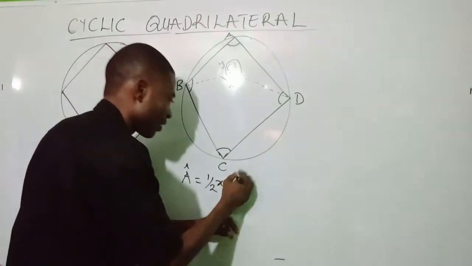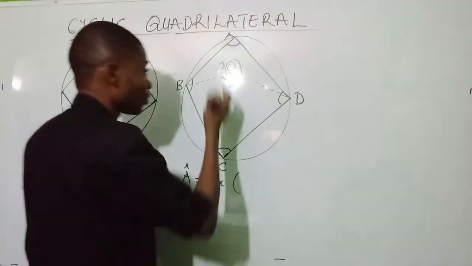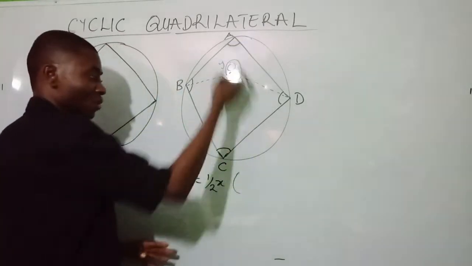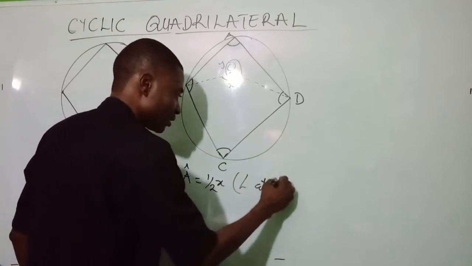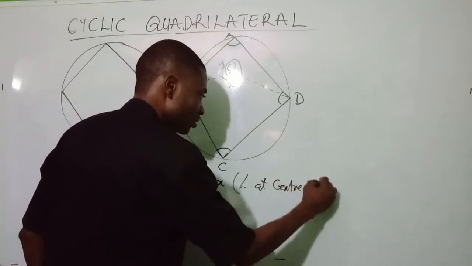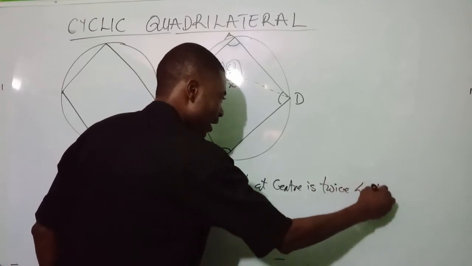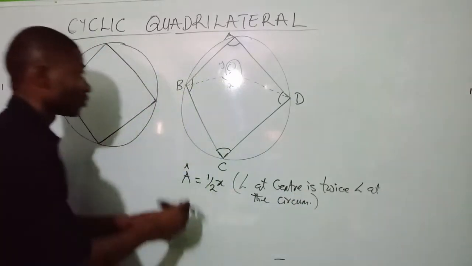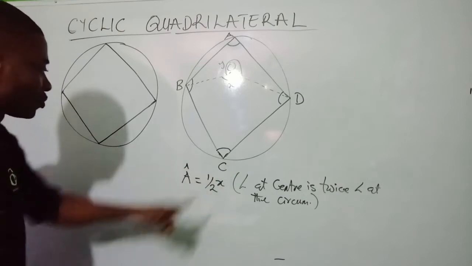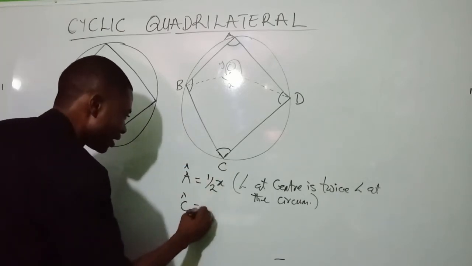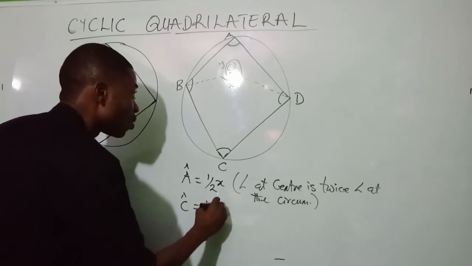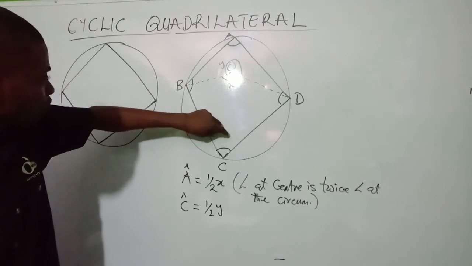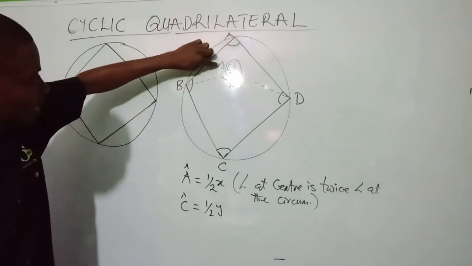What is the reason? You can write it, because when you answer a question under this topic or in geometry, it's very important for you to write out your reason: the angle at the center is twice the angle at the circumference. Angle at center is twice angle at the circumference. Now, that is that. Again, let's look at angle C. Angle C is also 1 over 2y. This angle here is also half of this reflex angle here, this y.